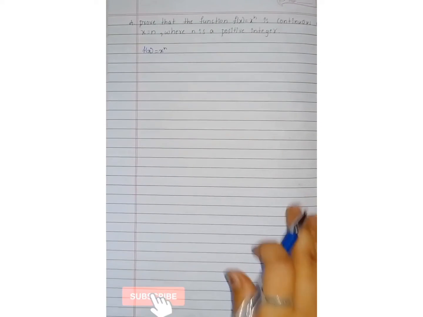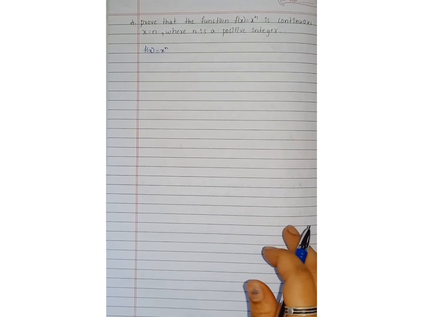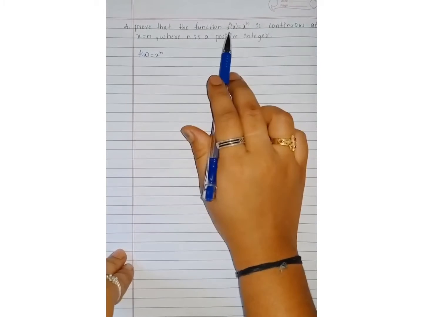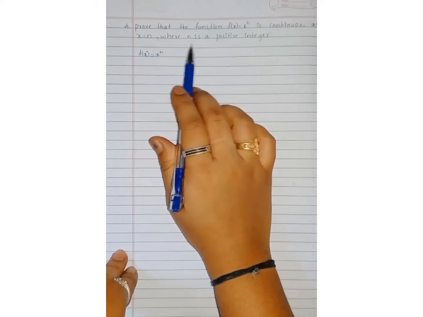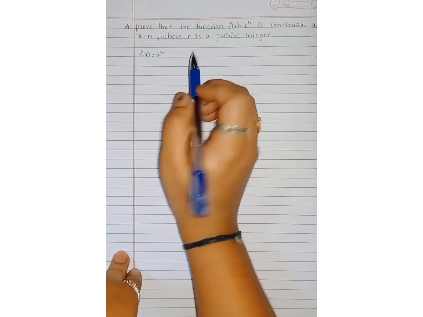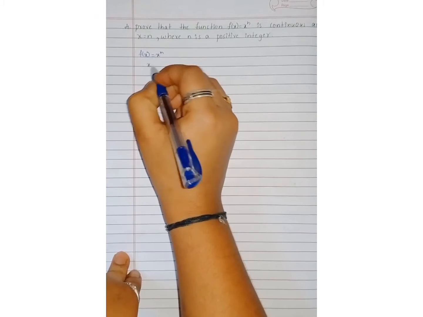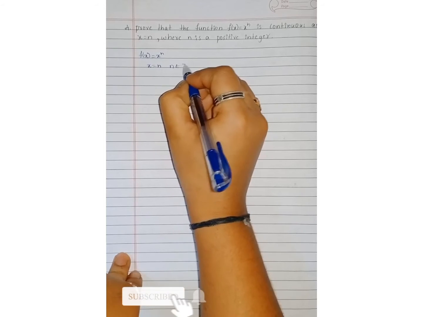Today let's see continuity and differentiability, class 12, chapter 5, exercise 5.1, questions number 4 and 5. First let's start with question number 4. Prove that the function f of x is equal to x^n is continuous at x is equal to n, where n is a positive integer. They have given the function f of x is equal to x^n, and we have to prove that the function is continuous at x is equal to n, where n is a positive integer.